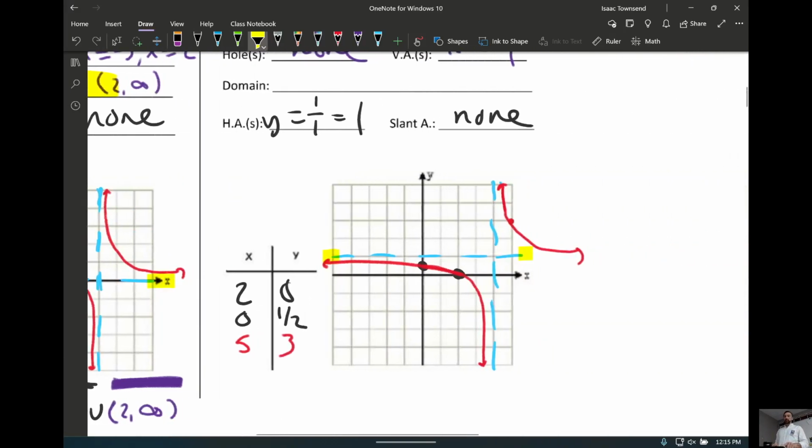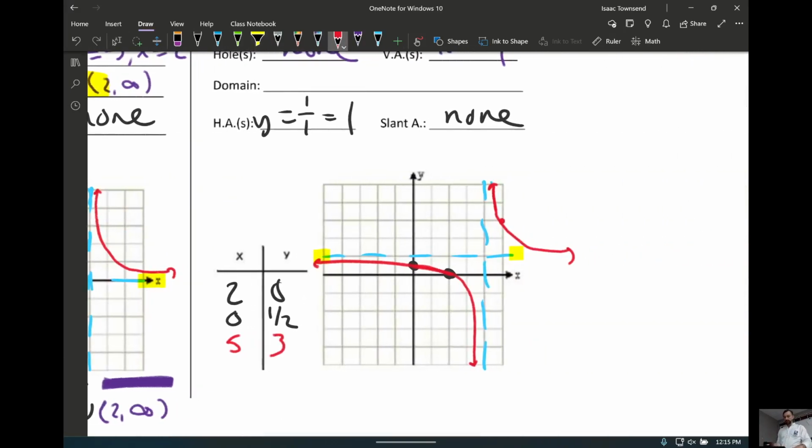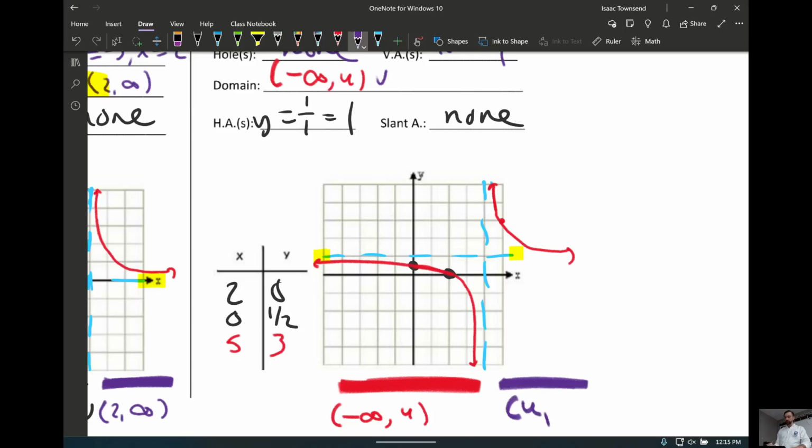If I do the same thing over here, I can hit all of these x values from negative infinity to 4. And then I can't hit this one, so I can hit all of these, 4 to infinity. Again, just a fancy mathematical way to say you can plug in anything you want except 4.